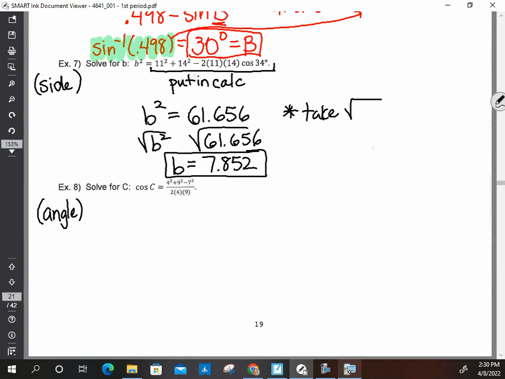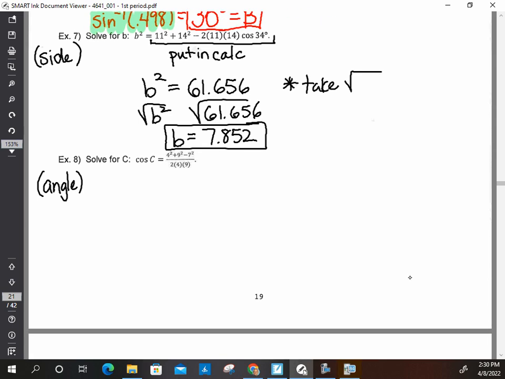So again, this is a lot of calculator work, calculator practice. Put everything on the right-hand side in the calculator, get your answer. Once you get your answer, take the square root, you're finished. So last example. Last example is for finding an angle.